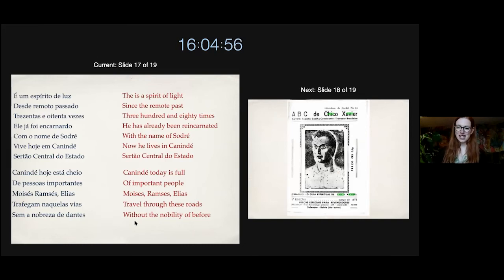Another poet describes how canonical international figures that they might use elsewhere to demonstrate their erudition, like the classical figures I showed earlier, actually became reincarnated in Brazil. So this is a story about a man called Sodre, who now lives in a small village called Canindé in Brazil, and he's already been reincarnated 380 times. And he's talking about how his little village is actually full of people like Moses and Ramses reincarnated.